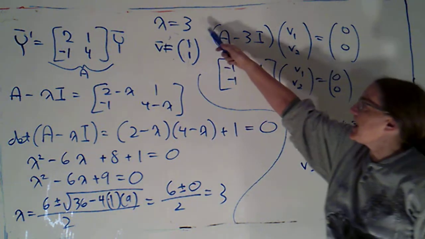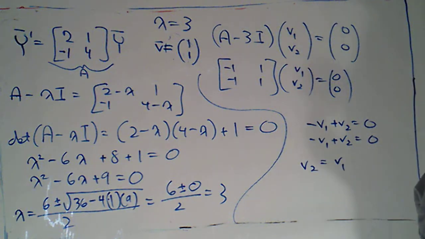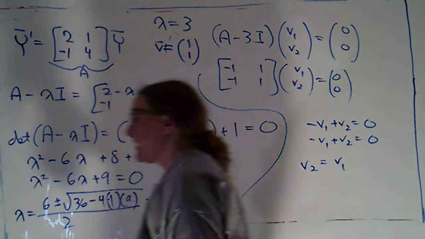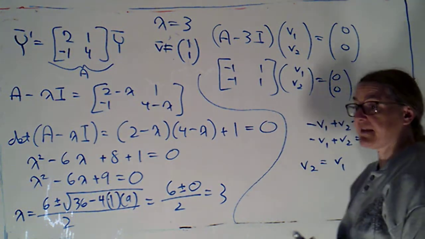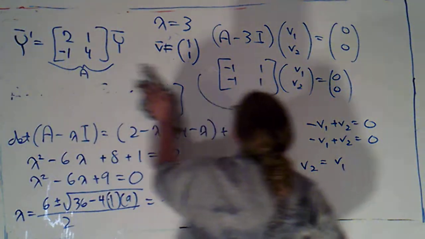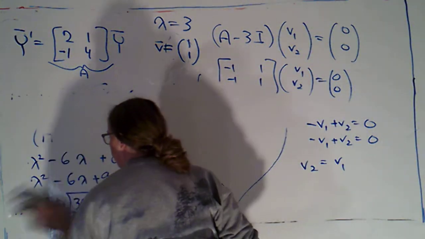Okay, so there's my eigenvalue and there's an eigenvector, which we're going to just hang on to for right now because I want to find the general solution first and then we will sketch our phase portrait. And we won't need the eigenvector until it's time to sketch the phase portrait.